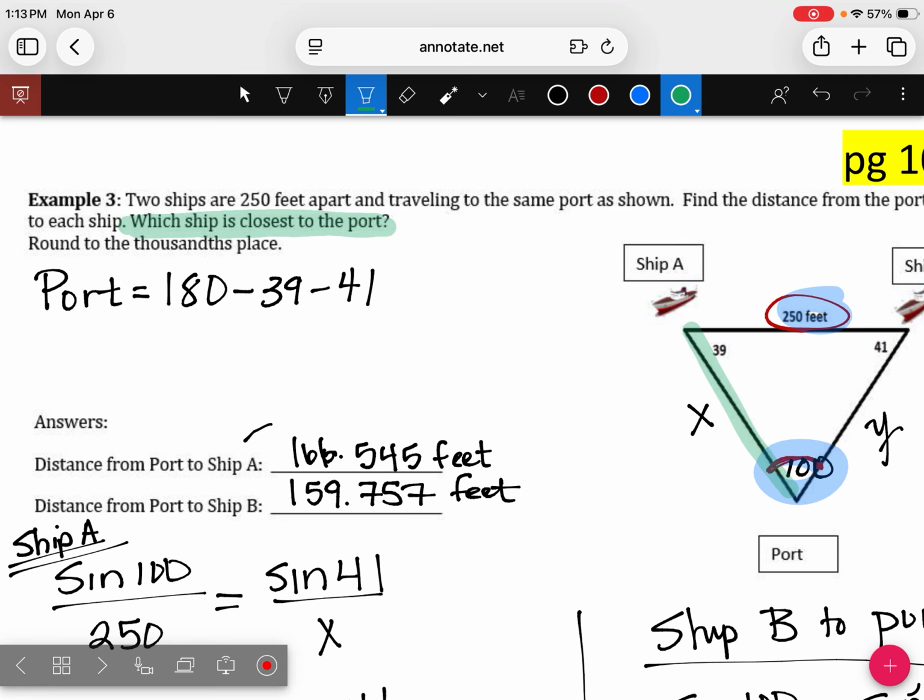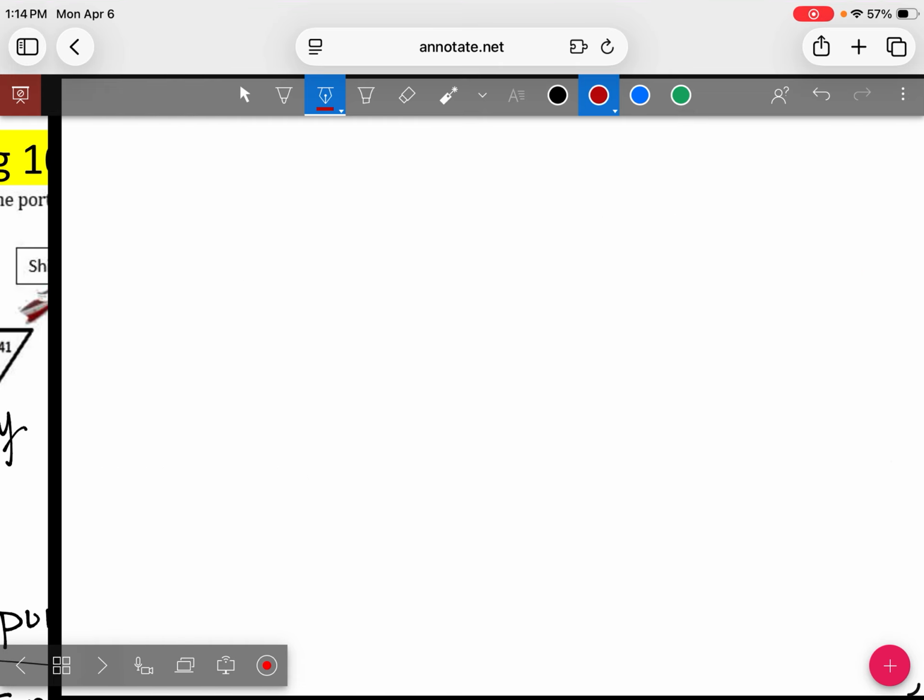So what's the answer to that question? Which one is closer? Ship A or ship B? So we need to write that down. Ship B is closer. You always, always, always ensure you are answering the question. Okay, 2 more. Let's go ahead and get started with the next one.